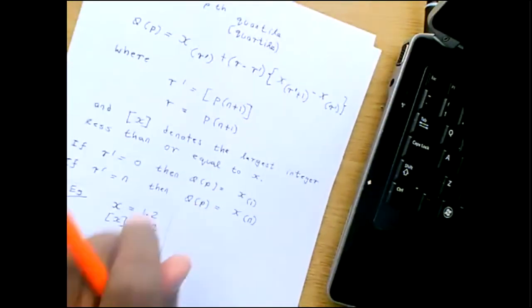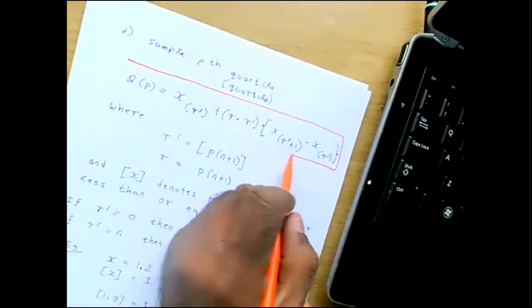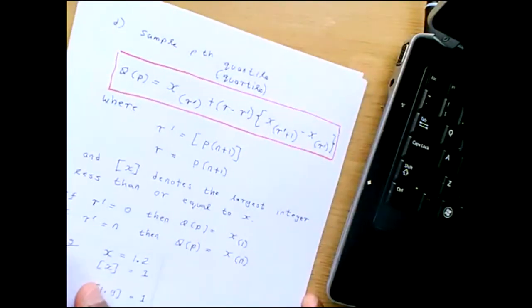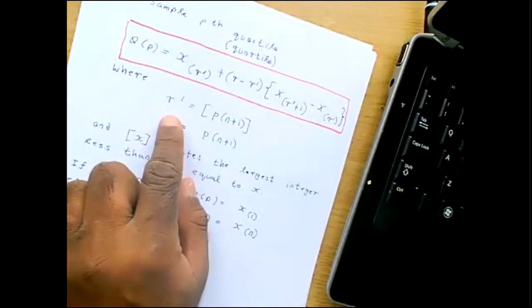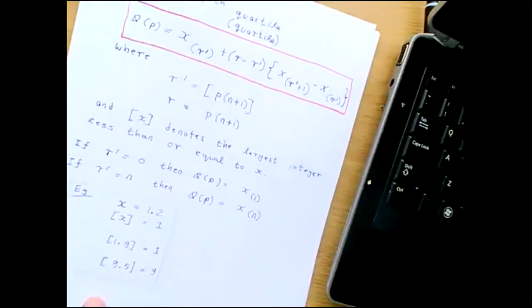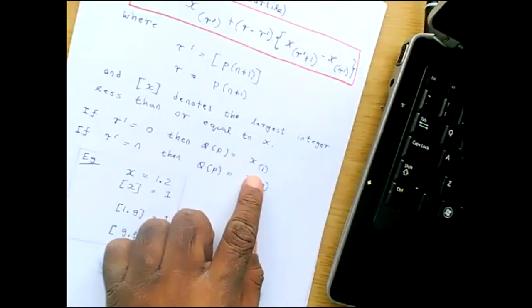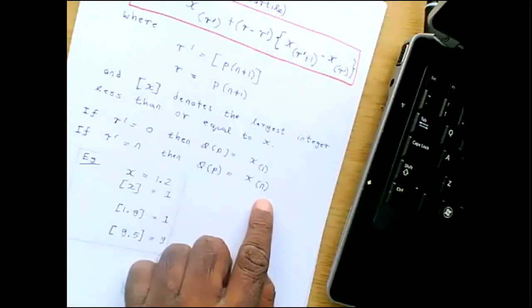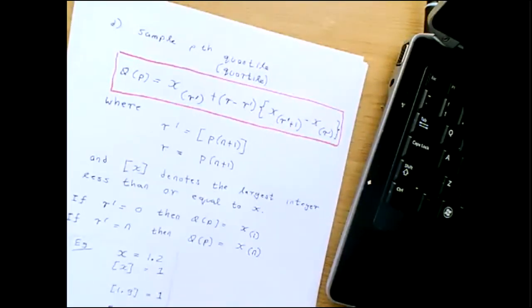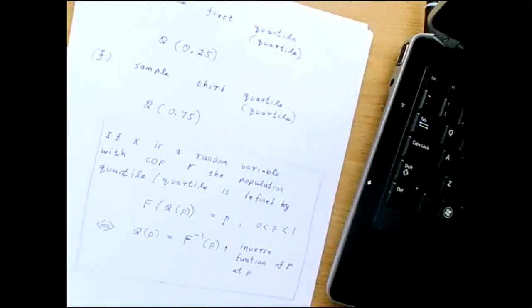Okay. And this is the sample pth quartile or quantile, defined by this expression here. This is the definition of the pth quantile or quartile, where p is a number between 0 and 1. R prime is the integer part of this, and R is given by this, right? If R prime is 0, then the pth quartile is the smallest data point. If R prime is n, then the pth quartile is the largest data point, right? I hope you looked through this video, so I'm not going to spend time going through the examples.